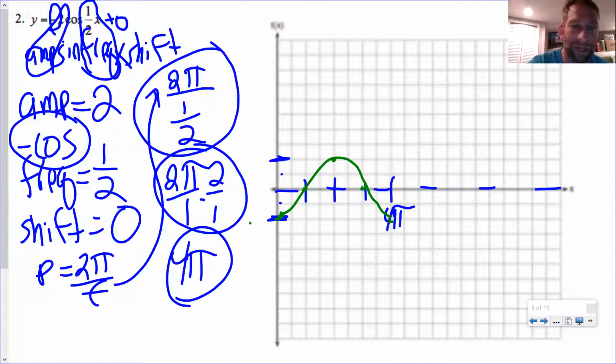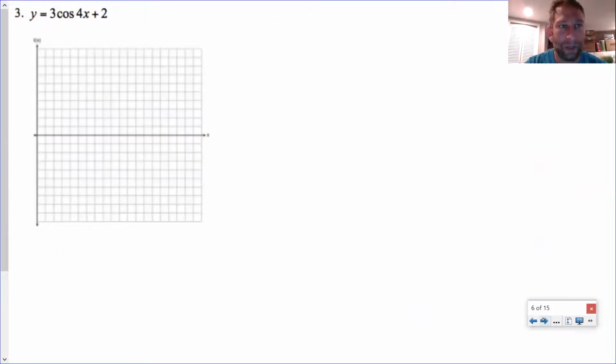It's good always to write your y-axis values in as well. And that's it. So again, there's a lot of little components to this. Amp sign freq x shift kind of puts all those little components together. So we're going to do a couple more examples, and after that, you're going to practice.